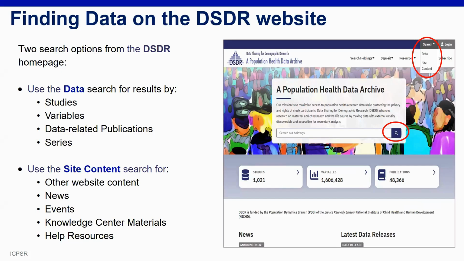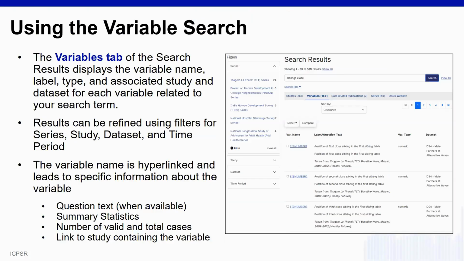The first is the data search, and you can access this using the search drop-down menu or by using the search box in the middle of the homepage. This search should be used if you're looking for information on studies, variables, data-related publications, or series related to your search term. There's also the site content search, which is best when you're interested in announcements, events, help materials, and resources, or other website content related to your search term.